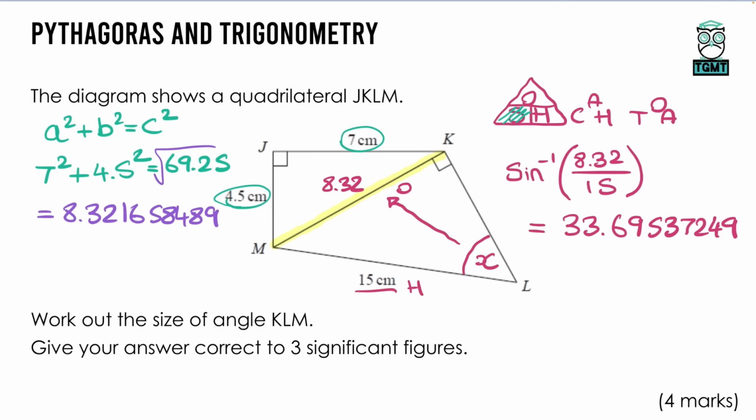33.69537249. I didn't really need to write the whole number down there because it does only want it to 3 significant figures. So 1, 2, 3, chopping it after the 6, we get 33 point, so 9 after the 6, so 33.7. We are looking at an angle here, so that is degrees. So there we go, our final answer for that one is 33.7 degrees, and that was using Pythagoras and trigonometry.